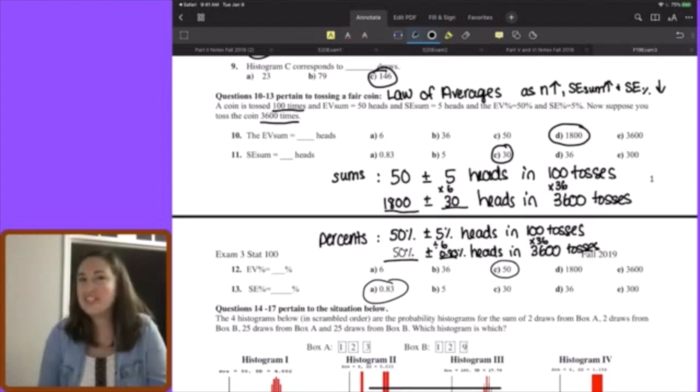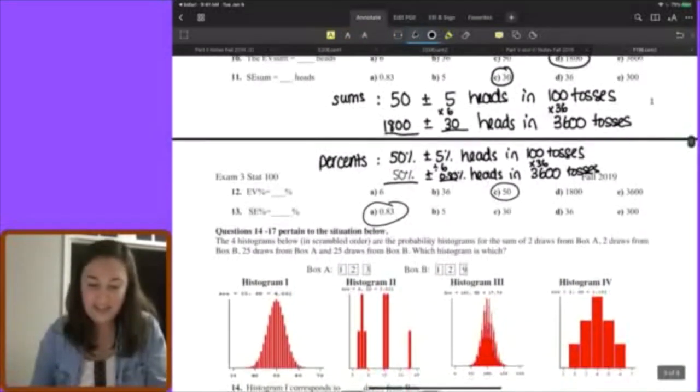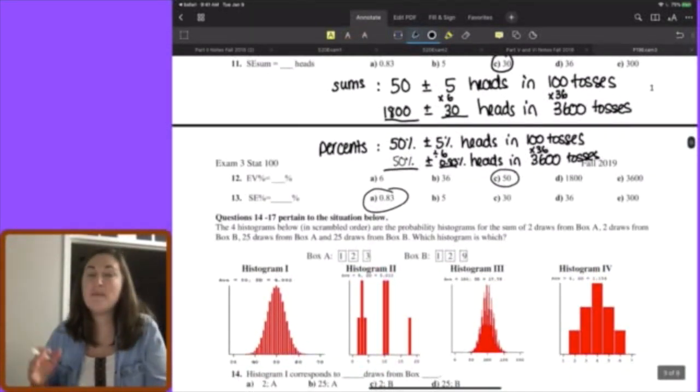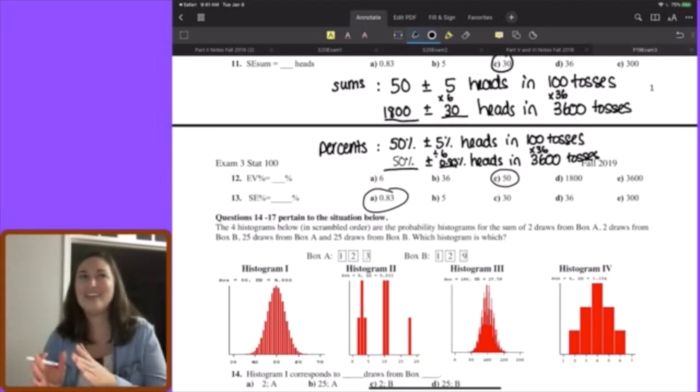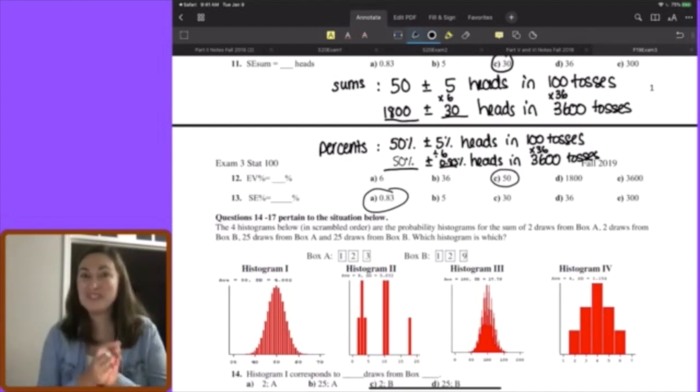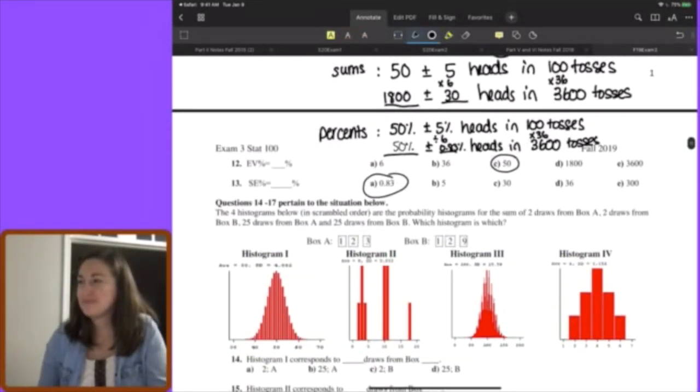So any questions on the law of averages? Okay, if there are no questions, we'll keep moving on. The law of averages is going to come up a couple other times throughout this exam, just that idea that a change in n results in a change of standard error. So I'll point that out when it comes up again.